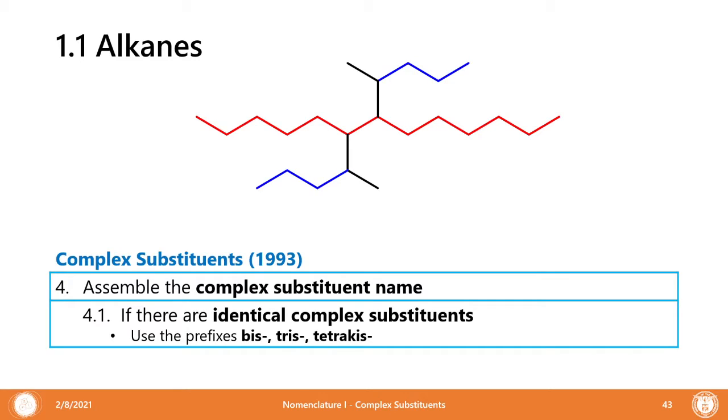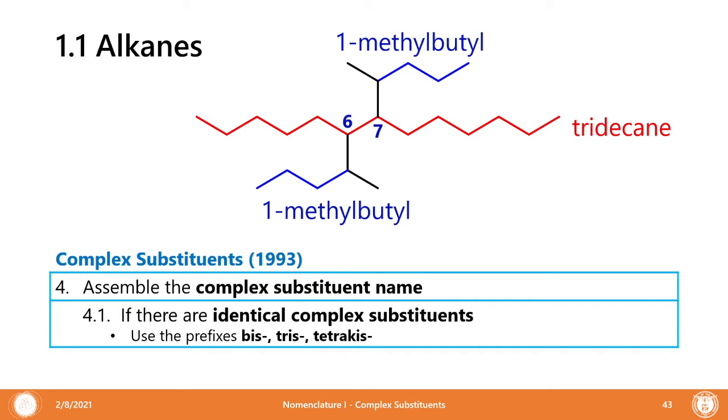Okay, now let's encounter a situation where we have 2 complex substituents that are identical. Here we have tridecane, so that's 13 carbons, and we have two identical complex substituents at position 6 and 7, one methyl butyl on one side and the same on the other. So how do we combine these two since they are identical?